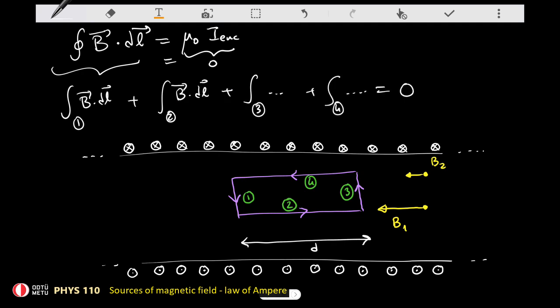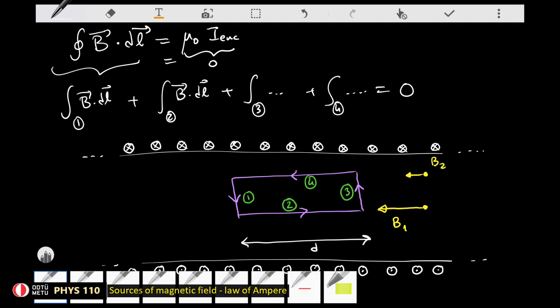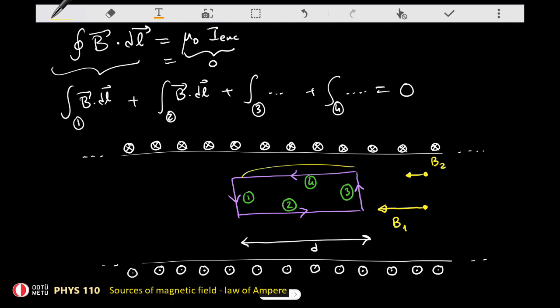And somehow Ampere's law tells us that the sum of all of these should be equal to 0. All right. So the only thing that we know in here is that these are the things that we know. So on side 4, on this side, all the magnetic fields have the magnitude of B2, and it is directed towards the left. On the other long side, all the magnetic fields have magnitude B1, and they are directed towards left. We are going to show that these are equal to each other, so that's our purpose.